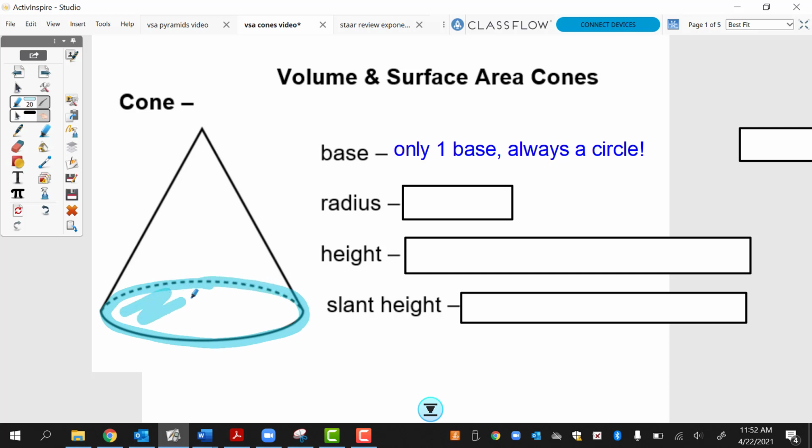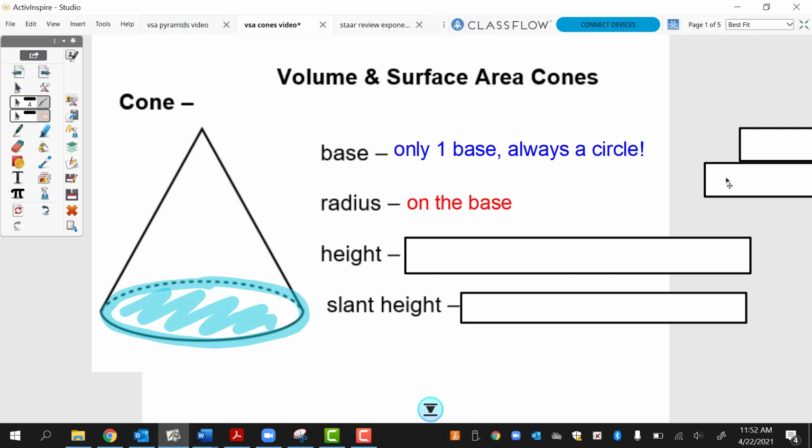That's the base. So you can go ahead and shade that in. And there's only one of them. There's not another one up top. It comes to a point up there. That's why there's only one base. And we know that the radius is still on the base. We know that it goes from the center to the edge.